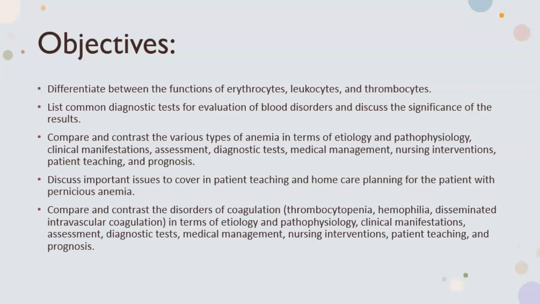Our objectives for this lecture: we are going to differentiate between the functions of erythrocytes, leukocytes, and thrombocytes; list common diagnostic tests for evaluation of blood disorders and discuss the significance of the results; compare and contrast the various types of anemia in terms of etiology and pathophysiology, clinical manifestations, assessment, diagnostic tests, medical management, nursing interventions, patient teaching, and prognosis; and discuss important issues to cover in patient teaching and home care planning for the patient with pernicious anemia.